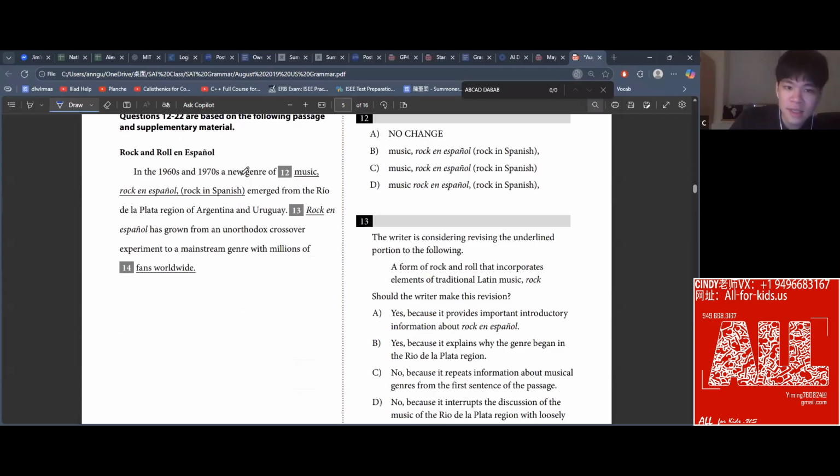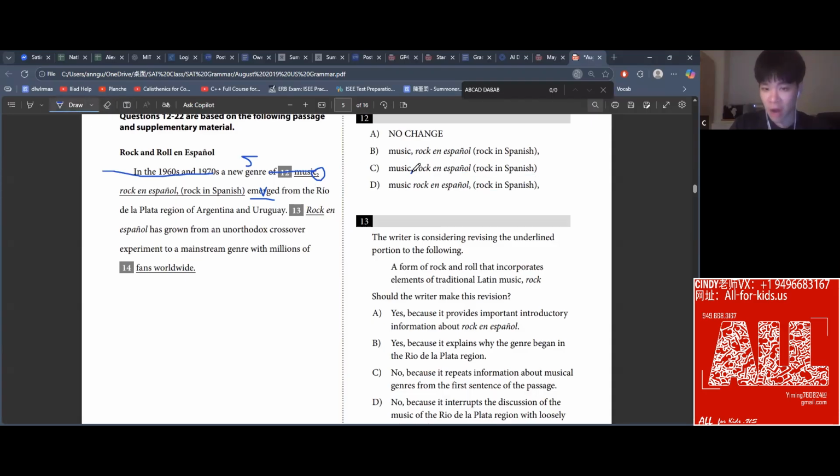Next, in the 1960s and 70s, a new genre of music, rock en Español, rock in Spanish. So the idea is emerged, right? So what's your subject? Remove the time phrase: genre emerged. So we could delete of music because it's a preposition, right? So it's a modifier. We know that subject and verb are both here, and there's a comma here, which means that we must isolate the part in the middle, right? Because if we have a comma and no comma back here, then we kind of eat up the verb. So the idea is we need a comma both before and after the phrase.